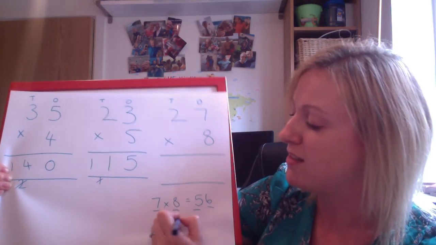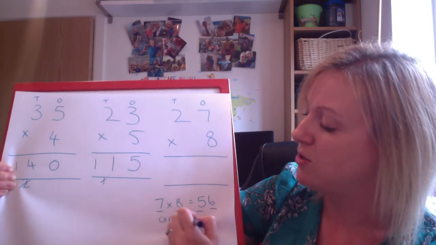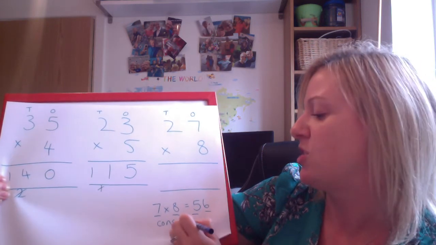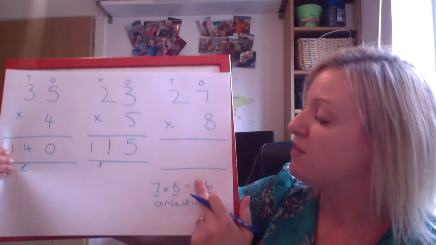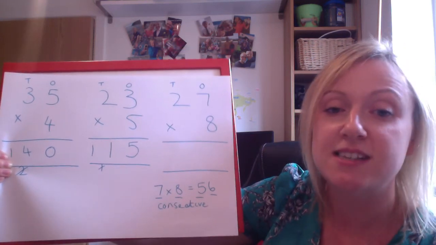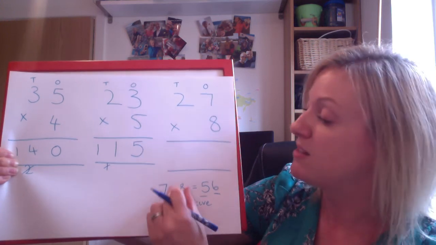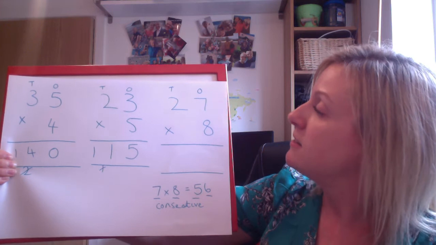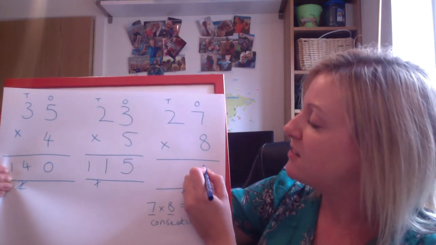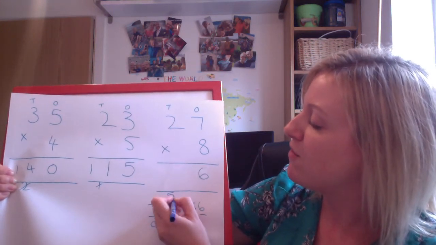I wonder if I can write at the same time as talking here and holding a board. Let me see if I can. Consecutive. They follow each other. 5, 6, 7, 8. So when you see 7 and 8 next to each other, doesn't matter which way around, you know that we're going to have consecutive numbers as our answer. So 7 times 8 is 56. I'm going to write in my 6 and carry my 5.